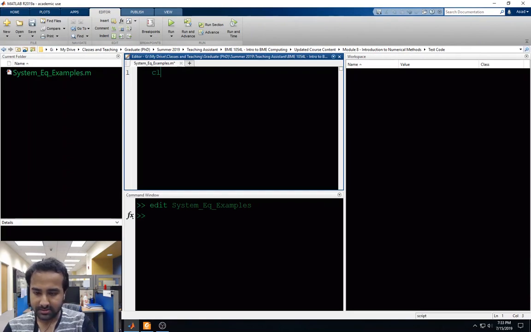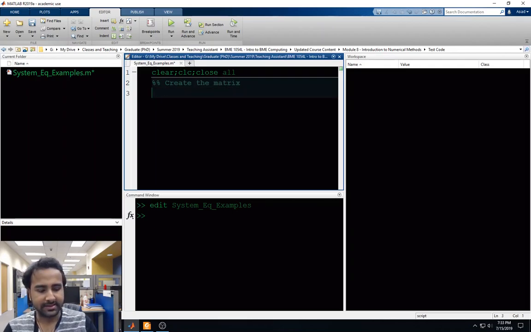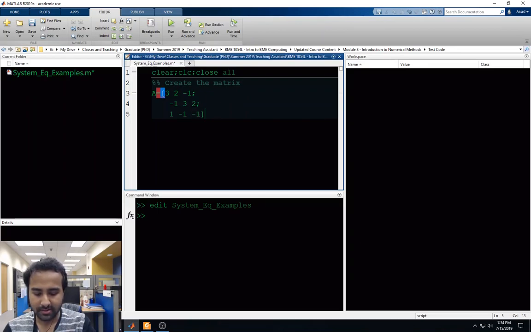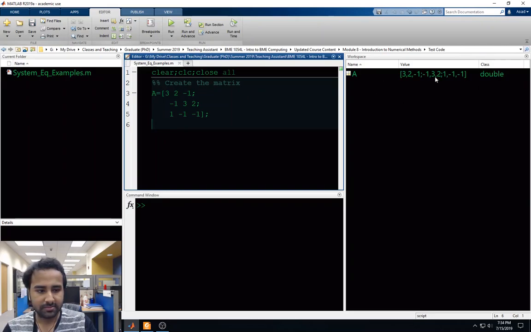So let's do clear, clc, close all. Create the matrix. The one being used in the example has A equals 3, 2, negative 1. Then a negative 1, 3, 2, and then a 1, negative 1, and then negative 1 as well. Close that matrix, and let's just check if this works. It works properly. Yep, we got a nice little 3 by 3 matrix.